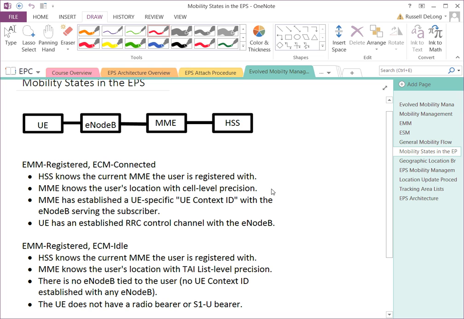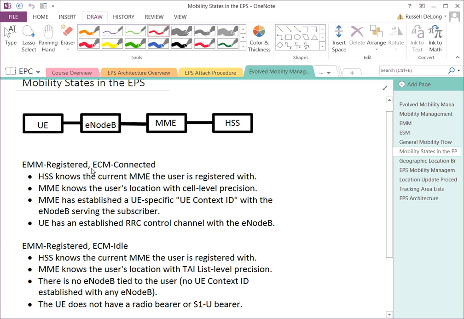We already went over most of this, but when he's ECM connected, that means the HSS knows the current MME the user is registered with. For example, the user does an initial attach procedure, the MME would send an update location request to the HSS to say I'm the serving MME for this user. If he's EMM registered, that's guaranteed. HSS knows the user's location up to this level. The MME knows the user's location with cell level precision.